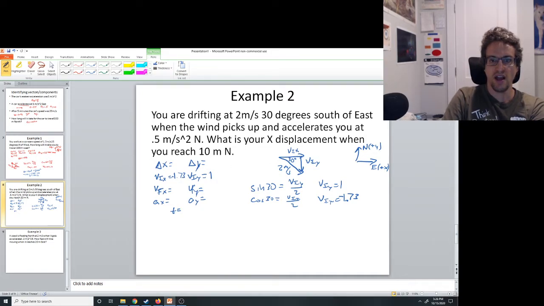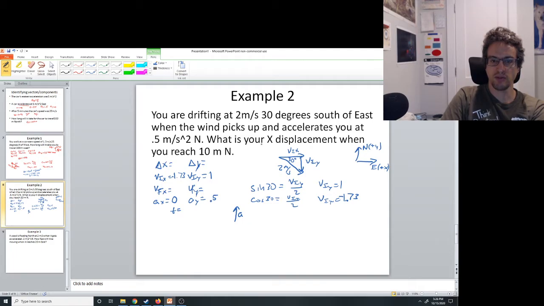All right. It accelerates you at 5 meters per second squared north. That means the acceleration vector is straight up. That means the acceleration of x is 0, and acceleration of y is just 5, right? It's telling us about all of the acceleration.